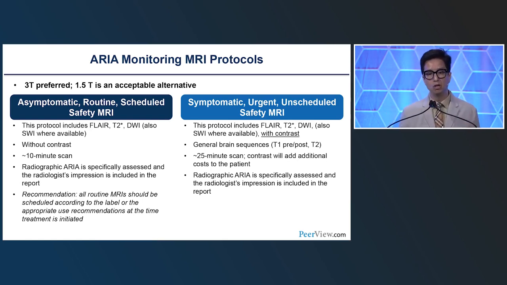Although on your baseline, you may have a more complete protocol looking at other sequences as well. And of course, especially in symptomatic individuals where you don't have a scheduled MRI, paring down the protocol to those essential sequences, DWI to look for stroke, FLAIR, T2 star, and SWI, will be very important. And again, this comes out to about a 25-minute protocol, especially if you have general brain sequences at the same time.